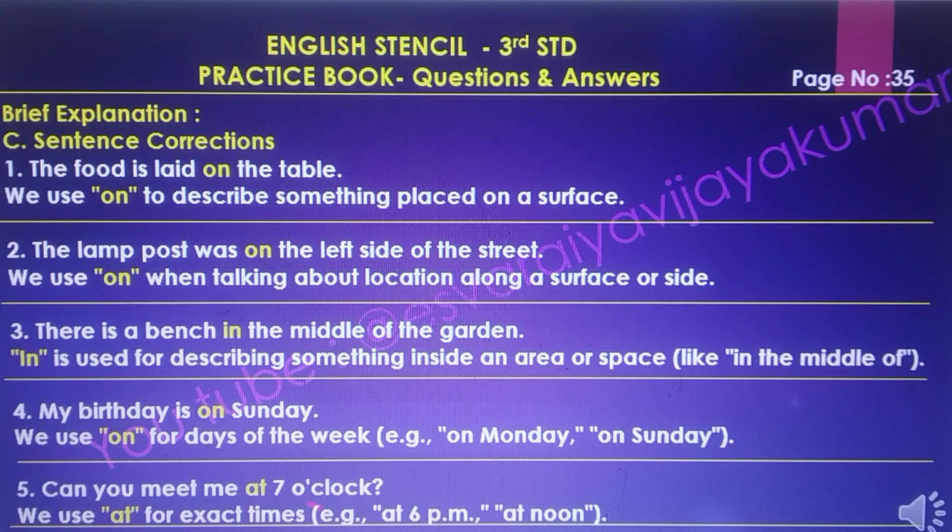Can you meet me at 7 o'clock? We use "at" for exact timing. Example: at 6 am, at 6 pm, at noon.